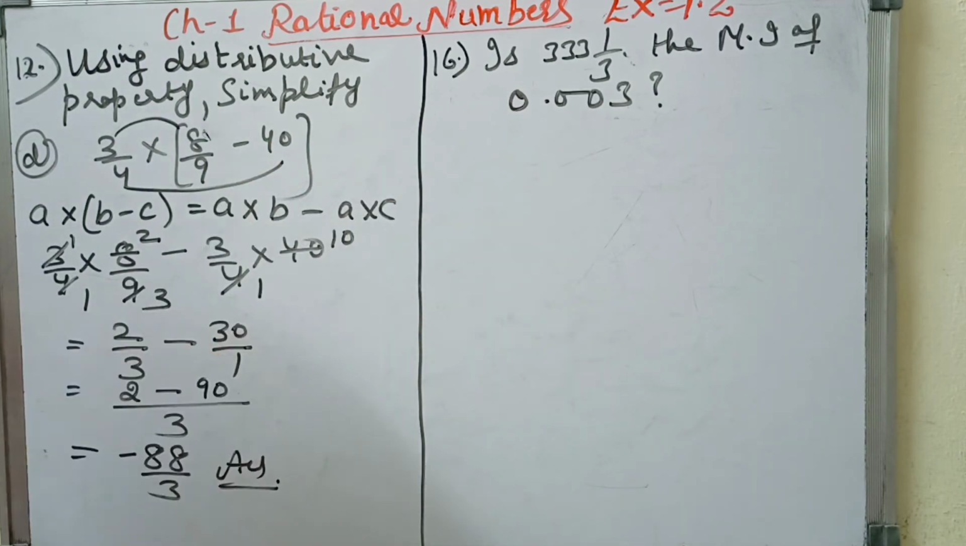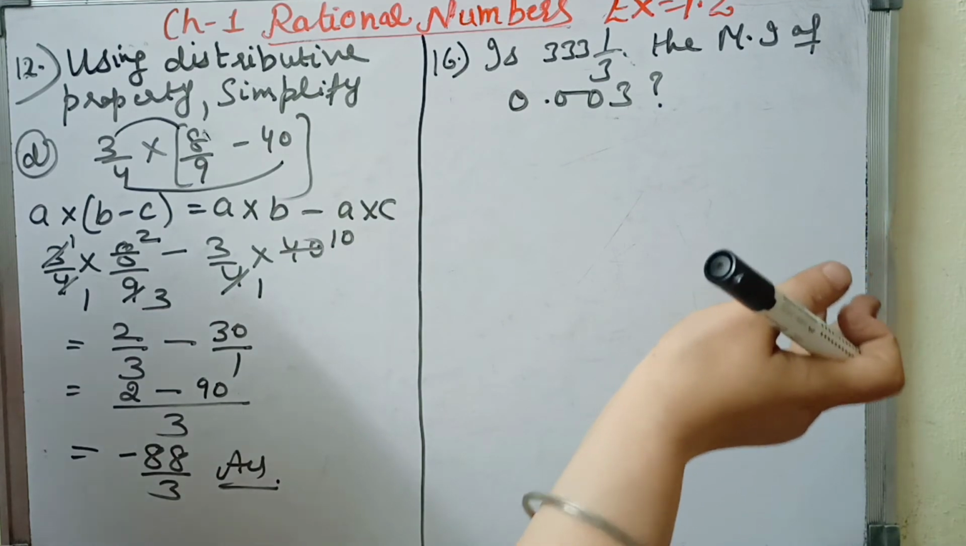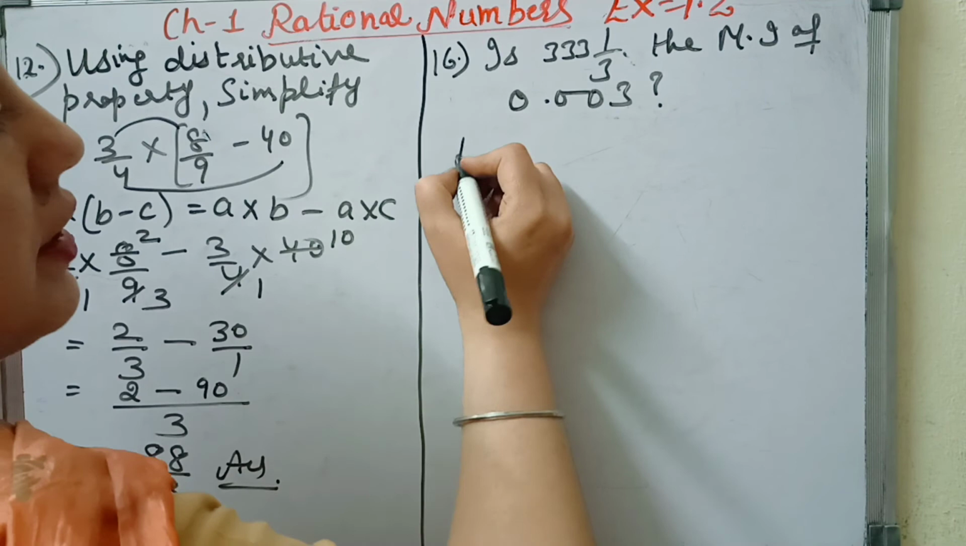Now the next sum is: is 3 1 over 3 the multiplicative inverse of 0.003? You know what is the definition of multiplicative inverse. According to this definition, when we multiply a number by its multiplicative inverse, we will always get the answer 1. So we have this number.